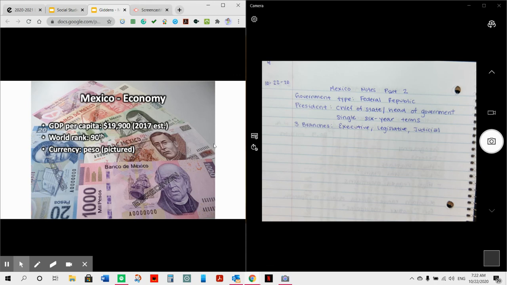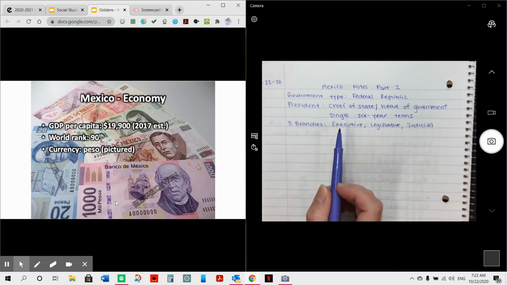So the economy, Mexico economy, the GDP per capita is 19,900, which is a 2017 estimate. Estimate, goodness. Sorry, Coach Mary needs to work on her words. 2017 estimate, world rank is 90th, and the currency is peso. And these are them. This is the picture of pesos.